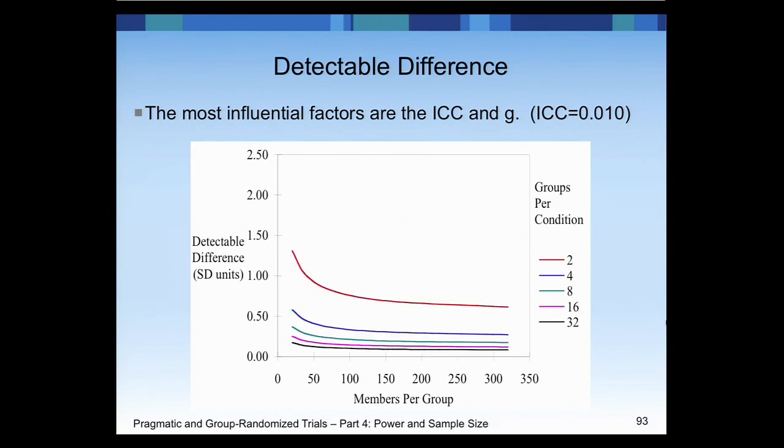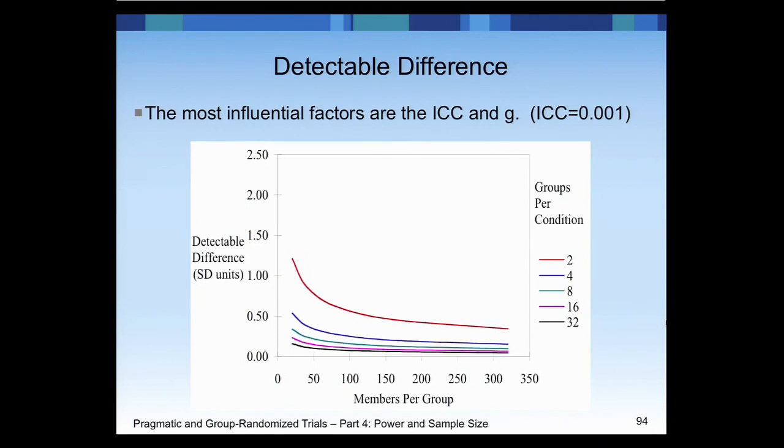As the intraclass correlation shrinks, and here it's dropped by an order of magnitude, we get more curvature in the line. That gives us more benefit from adding members to each group. All of the lines drop, and now we can have a reasonable detectable difference, even with 16 or 8, or sometimes fewer than 8 groups per condition. If the intraclass correlation drops by another order of magnitude, the lines drop a little further, there's more curvature, and we are usually in pretty good shape, even for smaller studies.